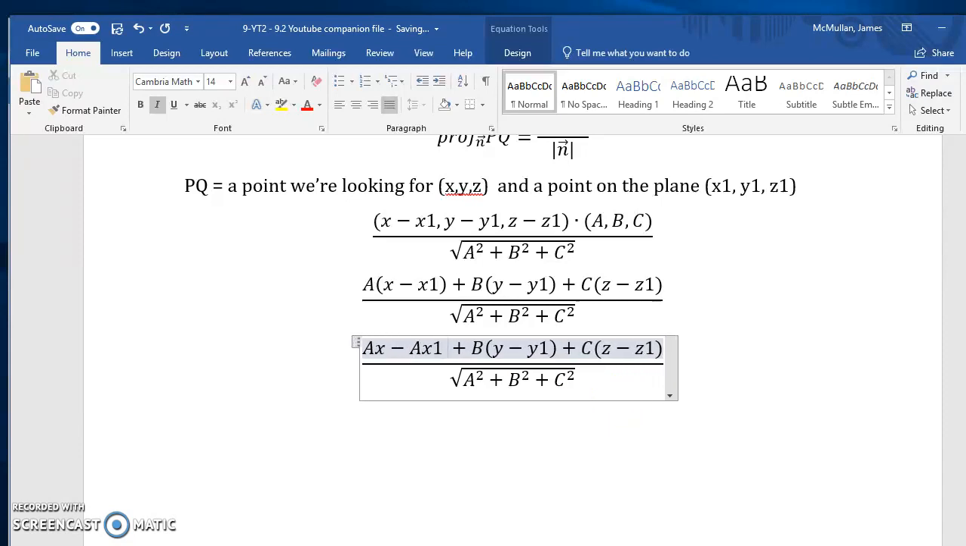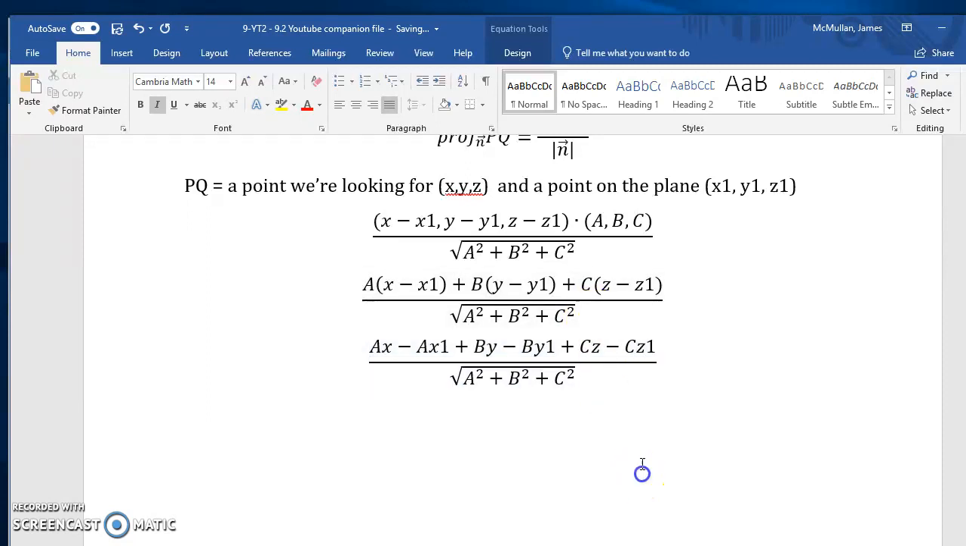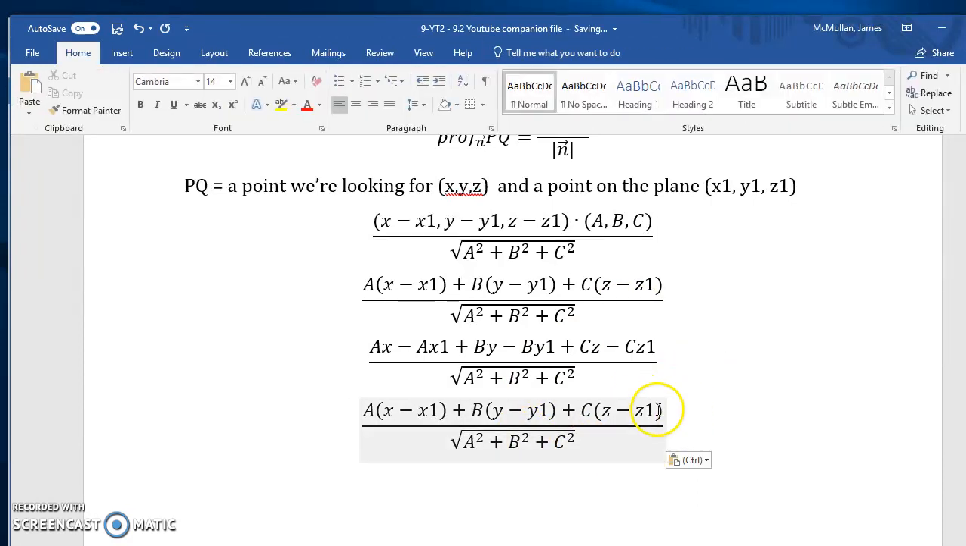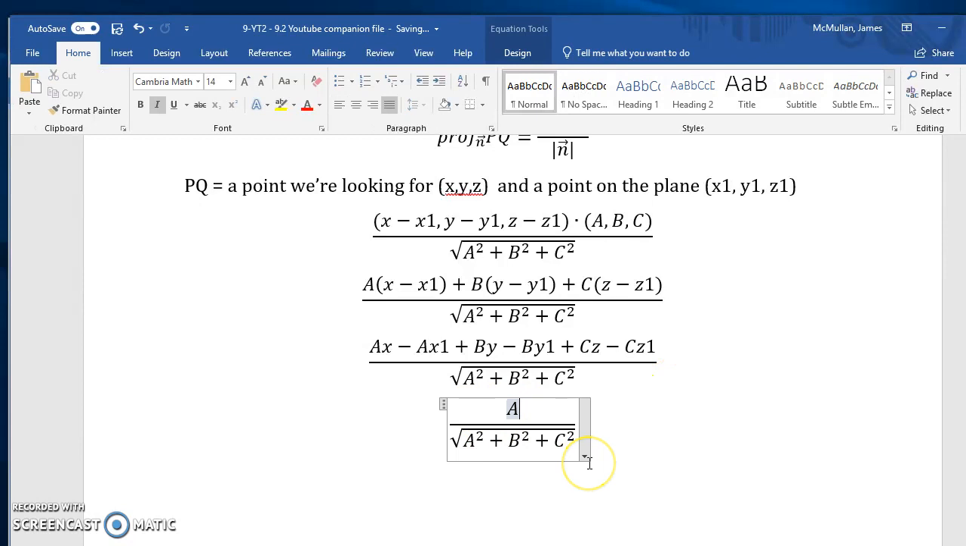Now, what happens here, if we expand that top part, you get ax minus ax1, by minus by1, cz minus cz1, right? All I'm doing there is just expanding, distributing the variables throughout the brackets. Now, it obviously doesn't look like a nice formula, but what we need to do here is just do a quick separation of the parts, and you'll see how this could be useful.